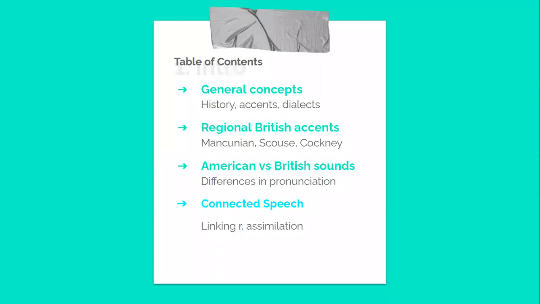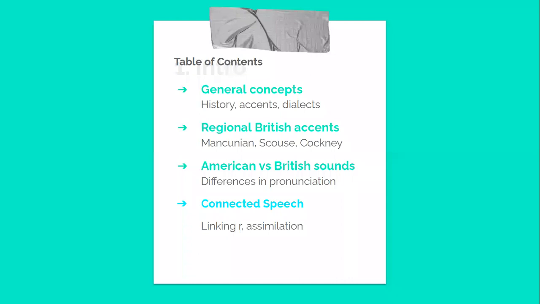Okay, so what we're going to do today has to do with general concepts. Today we'll be dealing with history, accents, dialects, and we have a practical activity about some British pronunciation practice, and a short homework connected with that. Next class, which is in 2 more weeks, we'll be checking on regional British accents: Mancunian, Scouse, Cockney, that's to say the accents of Manchester, Liverpool, and part of London. And then we'll continue with more things.